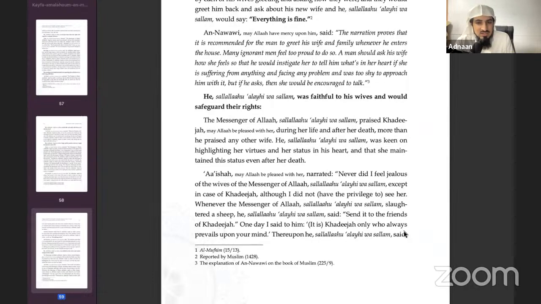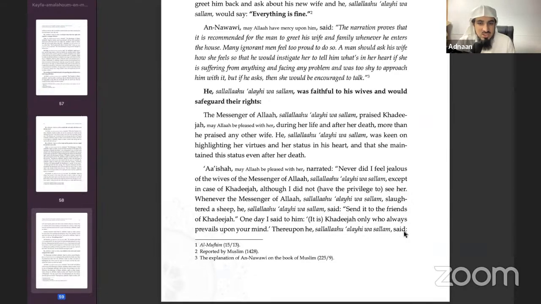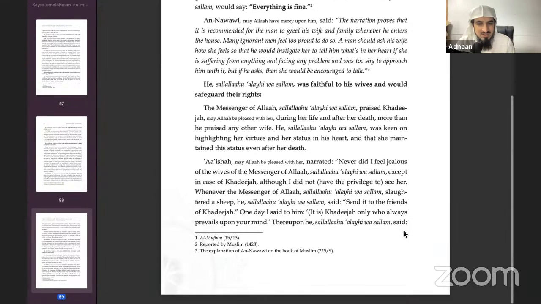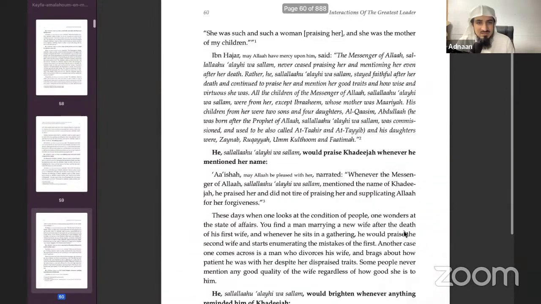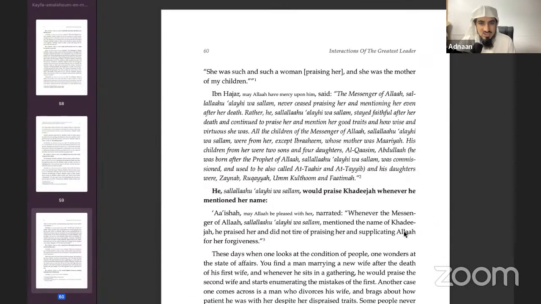Aisha radiallahu anha narrated, never did I feel jealous of the wives of the Messenger sallallahu alayhi wasallam except in the case of Khadija. Although I did not have the privilege to see her, whenever the Messenger sallallahu alaihi wasallam slaughtered a sheep, he sallallahu alaihi wasallam said, send it to the friends of Khadija. One day I said to him, it is Khadija only who always prevails upon your mind. Thereupon he sallallahu alaihi wasallam said, she was such and such a woman, praising her, and she was the mother of my children.